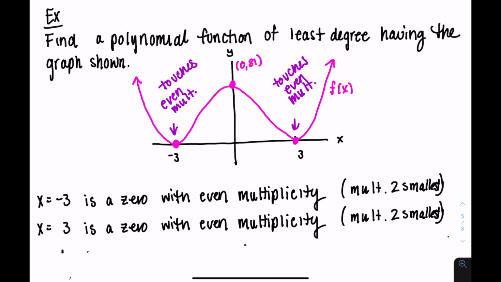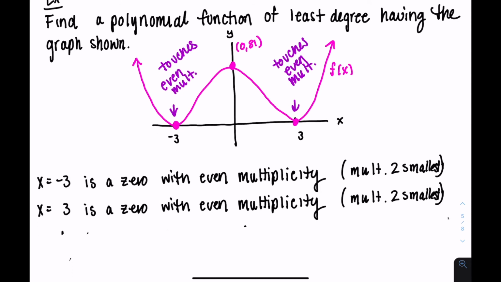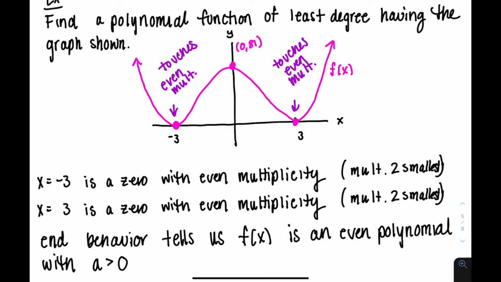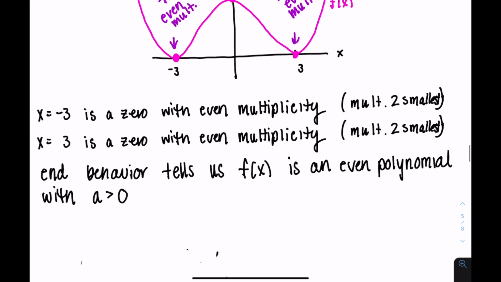Same thing here. I could say x equals -3 is a 0 with multiplicity 4, because that would mean it would just touch the graph there. But I want the smallest degree. So with that, the end behavior of our function also gives us some information. We see it's going up, up, so it's an even degree polynomial. And that also tells us that the value of a is going to be positive. So we can set up what our graph is going to look like. We have some constant a that we need to figure out.